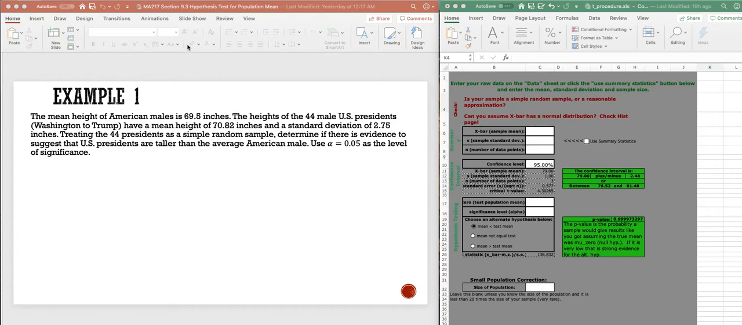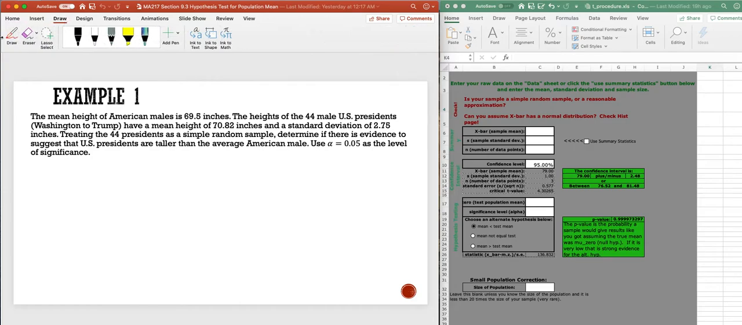The mean height of American males is 69.5 inches. The heights of the 44 U.S. presidents, from Washington to Trump, have a mean height of 70.82 inches and a standard deviation of 2.75 inches.